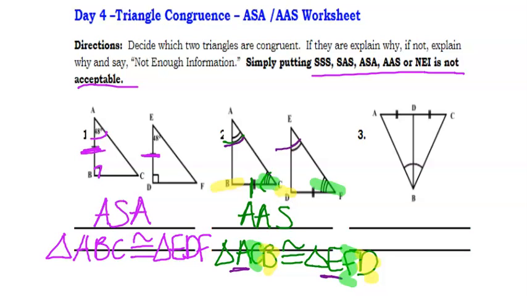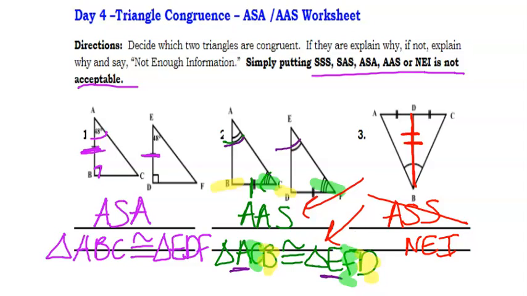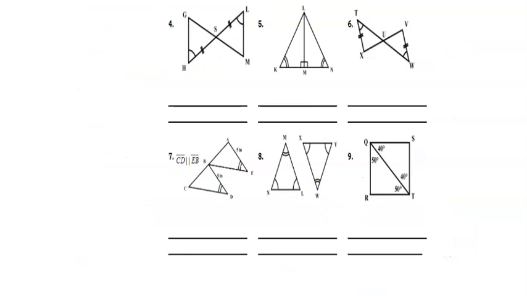So number 3, what we can always say is that these are the same sides. Why? Because it's the exact same thing. It is reflexive. DB is DB. So what is this one? Oh, this is ASS. We cannot have that in geometry. So this would be called NEI, not possible. So again, we want what is the theorem, if it is the theorem, and then what are the triangles that are congruent. All right, moving right along to the next ones.